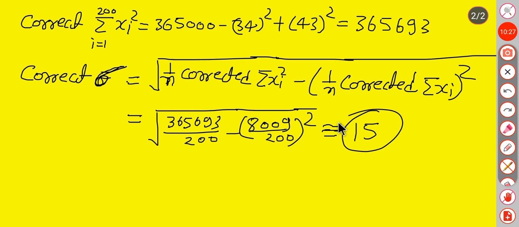So this was a problem based on the concept that if there is some misread data, where instead of the original value you read a wrong value, there may be changes in mean and standard deviation. So how to correct them? This problem was based on that concept.